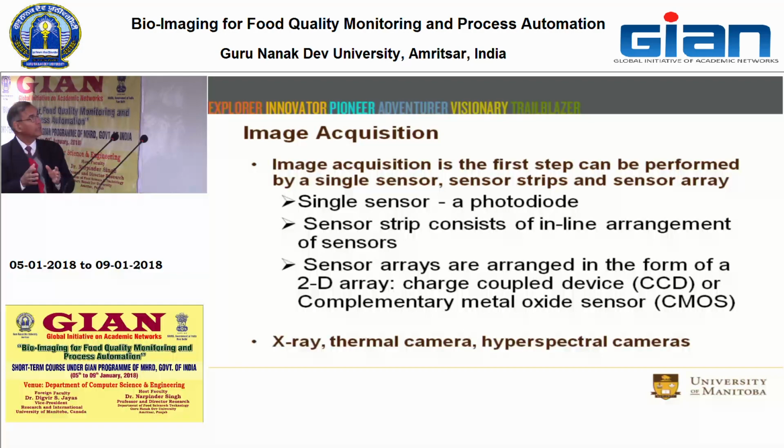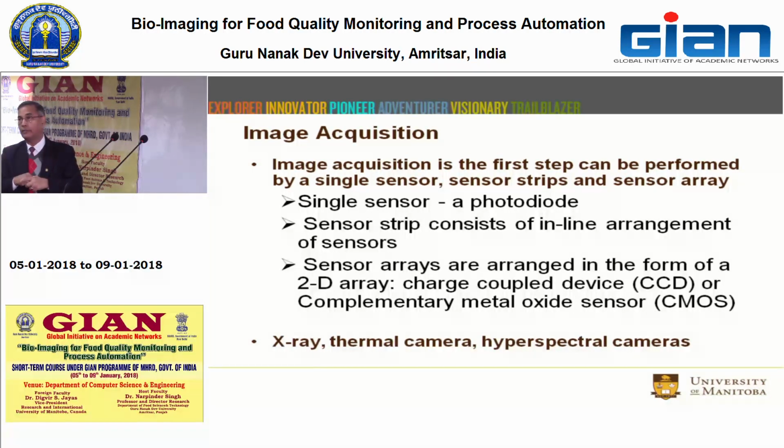So then moving to the acquisition side, as we talked yesterday briefly, it is the first step which has to be performed, and it can be performed by a single image sensor, which means you only have one sensing element. That means if you scan the image, you would have to go from the top left corner to the bottom right corner, almost scanning one at a time. So a single sensor would take a long time to acquire the image.